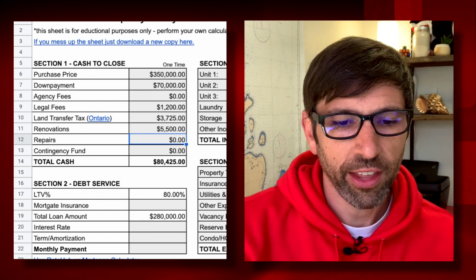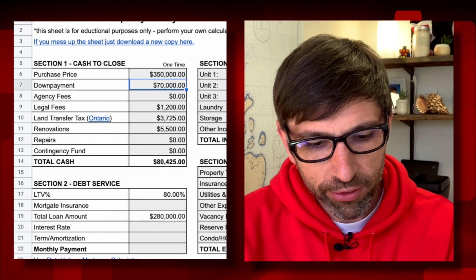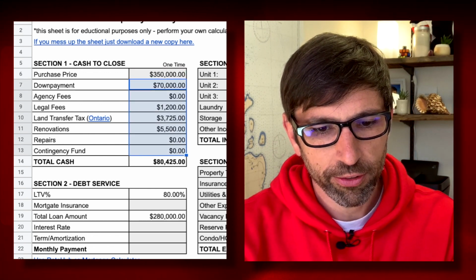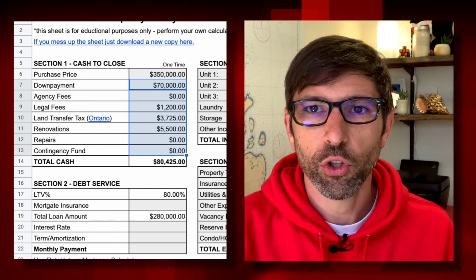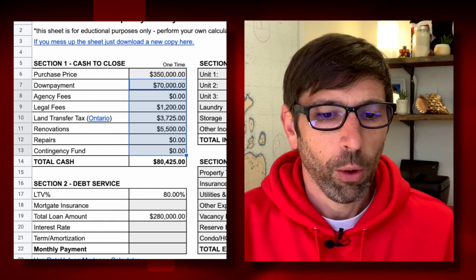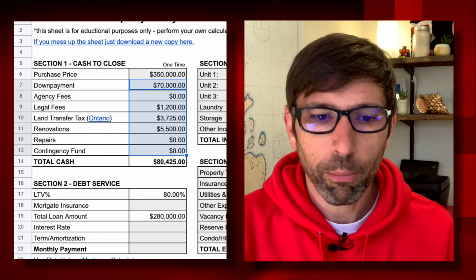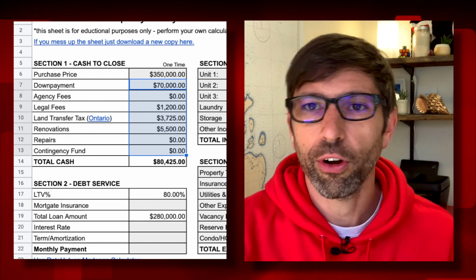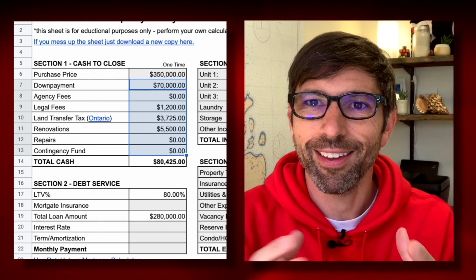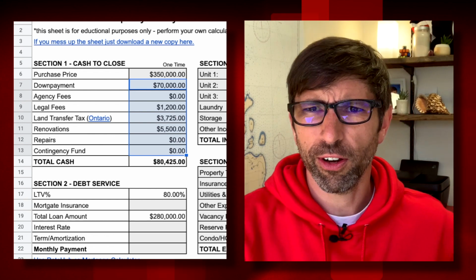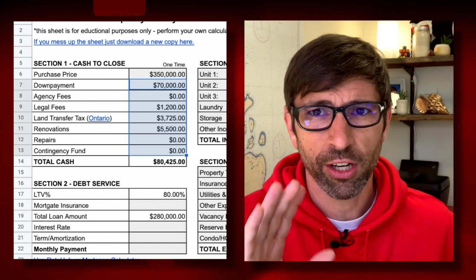So what this does then is it's going to add up all of these numbers except the purchase price, and it's going to give you that total cash needed. So one way or another, you're going to have to show up with $80,425 to buy this house. Now, that doesn't tell us whether it's a good or bad investment yet. That just gives us a number.